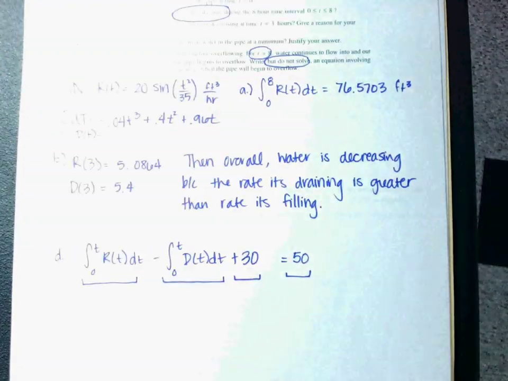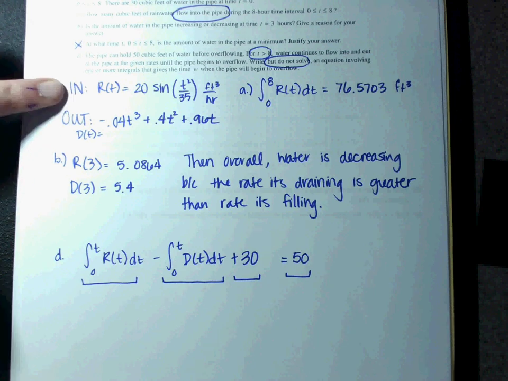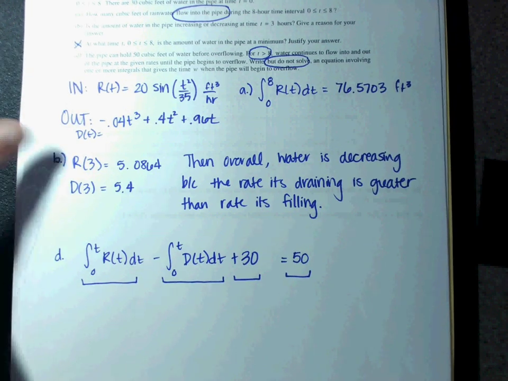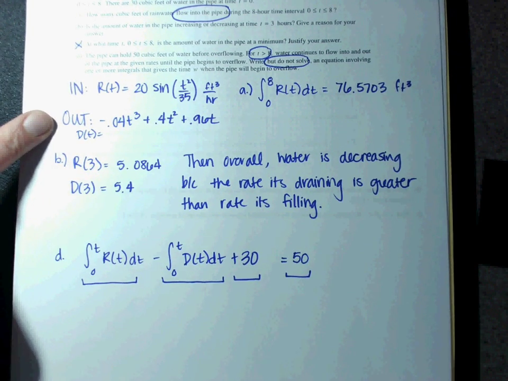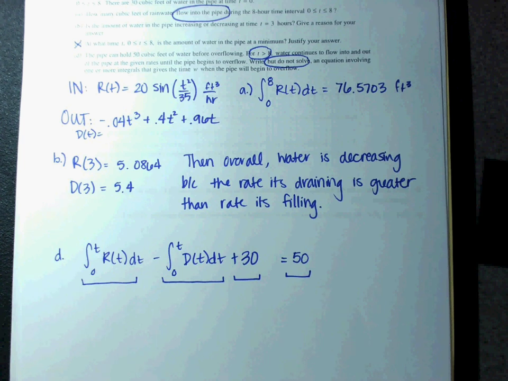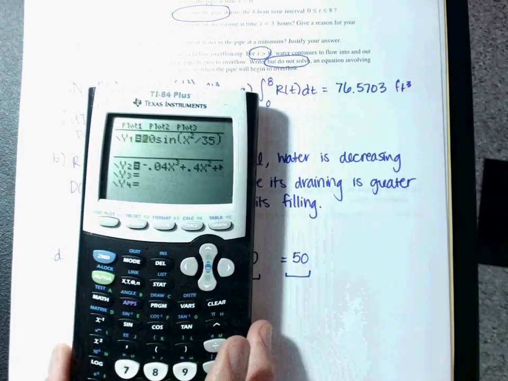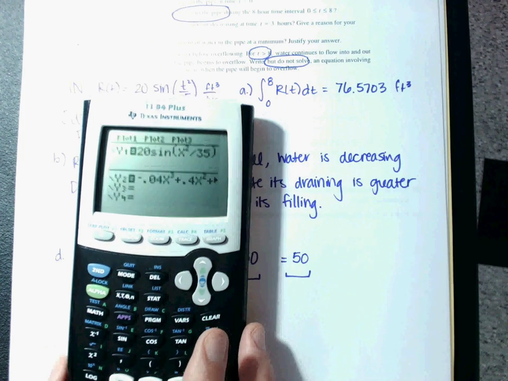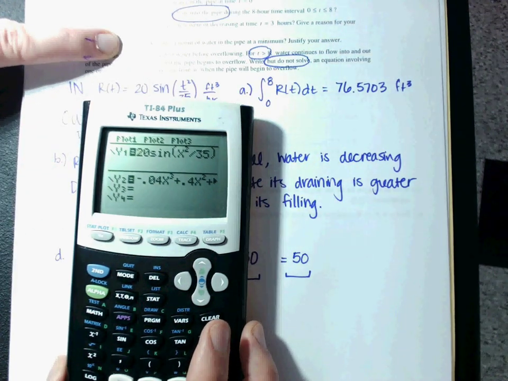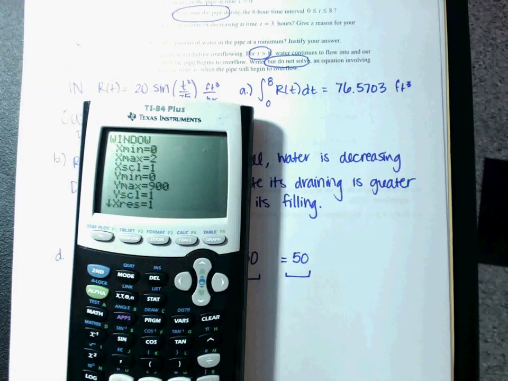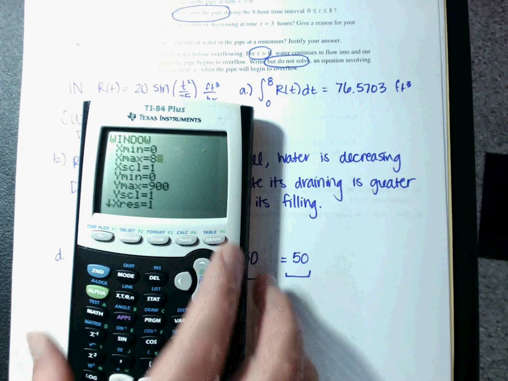Just to catch you up, we have water flowing into the pipe at this rate, and water flowing out of the pipe at this rate. Part C says, at what time is the water in the pipe at a minimum? I still have my equations typed in here. We're only looking from 0 to 8, so I'm going to adjust my window to be from 0 to 8 as well. Remember that my first graph is my in graph.